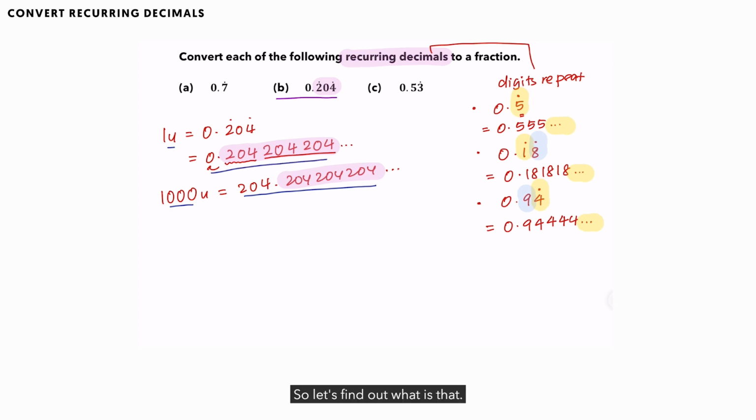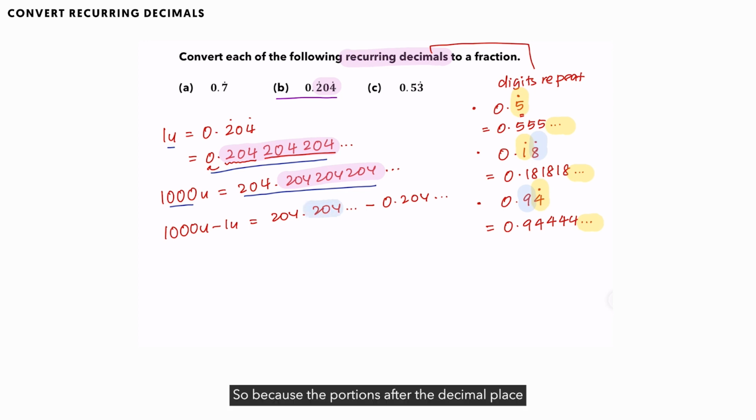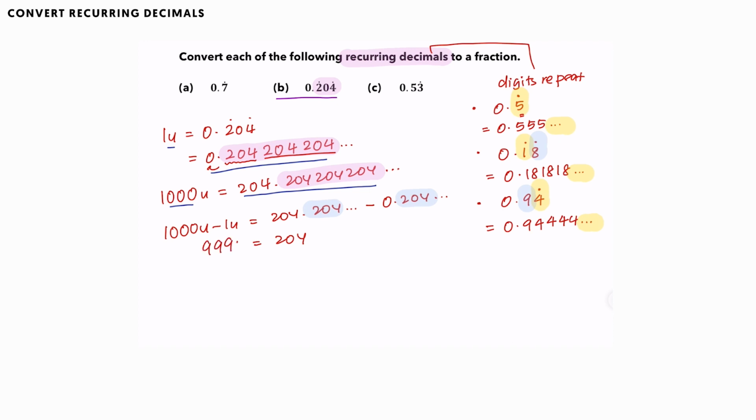So let's find out what that is. I have 1,000 units minus 1 unit. That will be 204.204 ... take away 0.204 ... Because the portions after the decimal place are totally equal, I'm just left with 204 on the right hand side. And on my left, 1,000 minus 1 will give me 999. Okay, don't forget to write down the units. And finally, I can find out what 1 unit is, which is 204 upon 999.